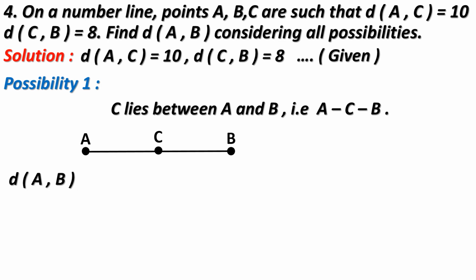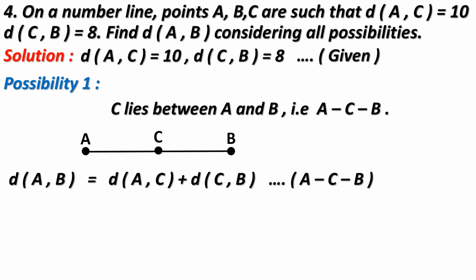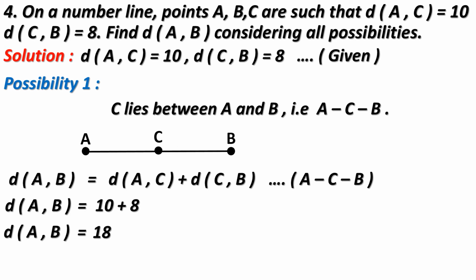So here distance AB equals distance AC plus distance CB, since C is between A and B, that is A-C-B. Now here we will substitute distance AC as 10 and distance CB as 8. So distance AB equals 10 plus 8. Therefore distance AB equals 18. So the distance between point A and B is 18 when point C lies between A and B. That was your first possibility.